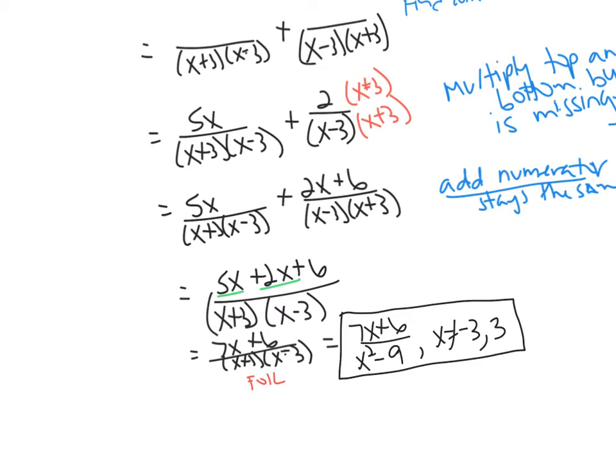Again, why are these as such? This is because x plus 3 cannot equal 0. This is because x minus 3 cannot equal 0. Okay, denominator cannot equal 0.